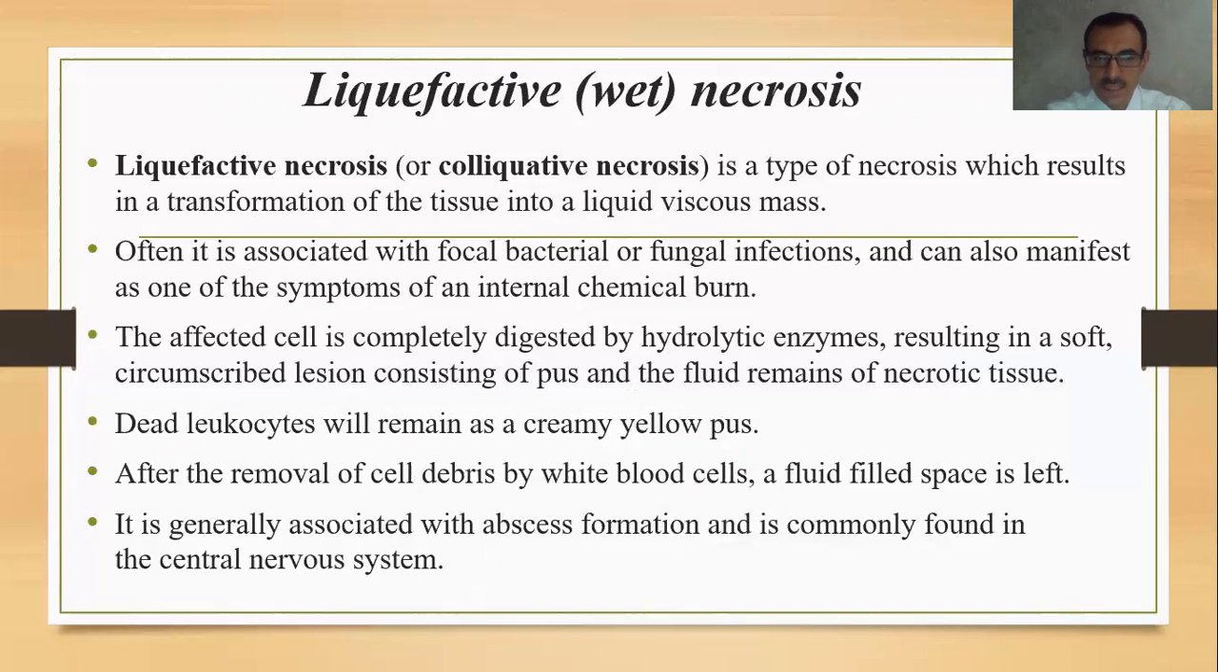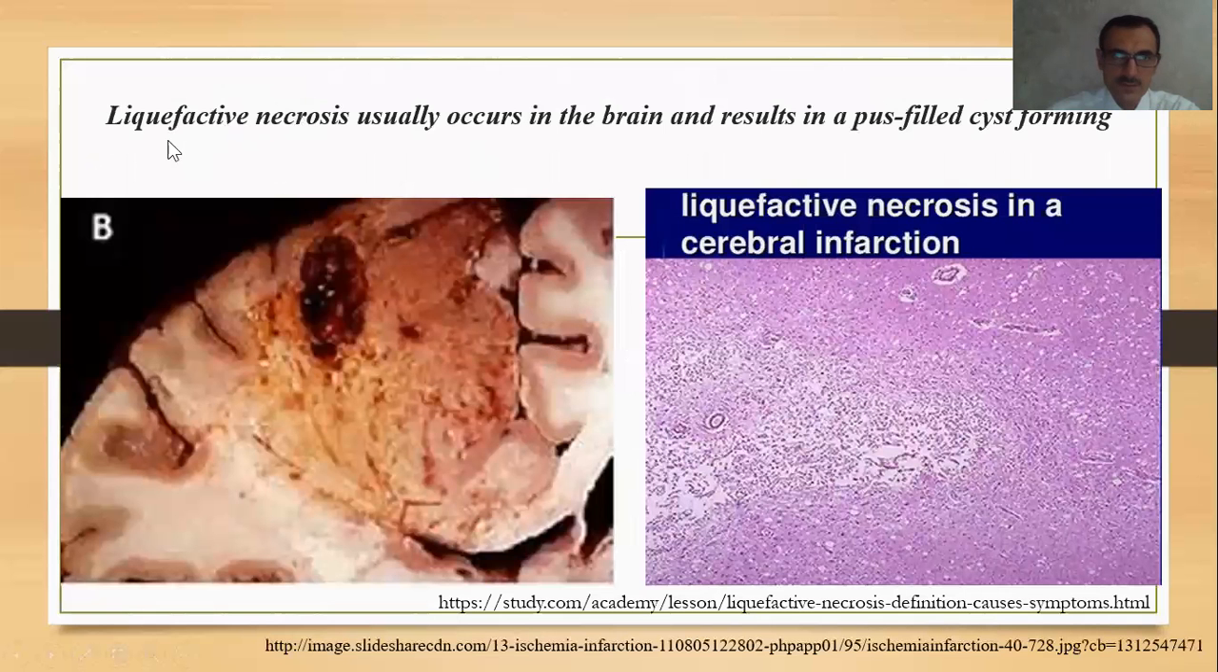After the removal of cell debris by white blood cells, a fluid-filled space is left. It is generally associated with abscess formation and is commonly found in the central nervous system. And after the dissolution of this wet necrosis, there develop the cysts, the cystic structures. Here you see the wet necrosis or the liquefactive necrosis of the brain, and that usually results in a pus-filled cyst formation.